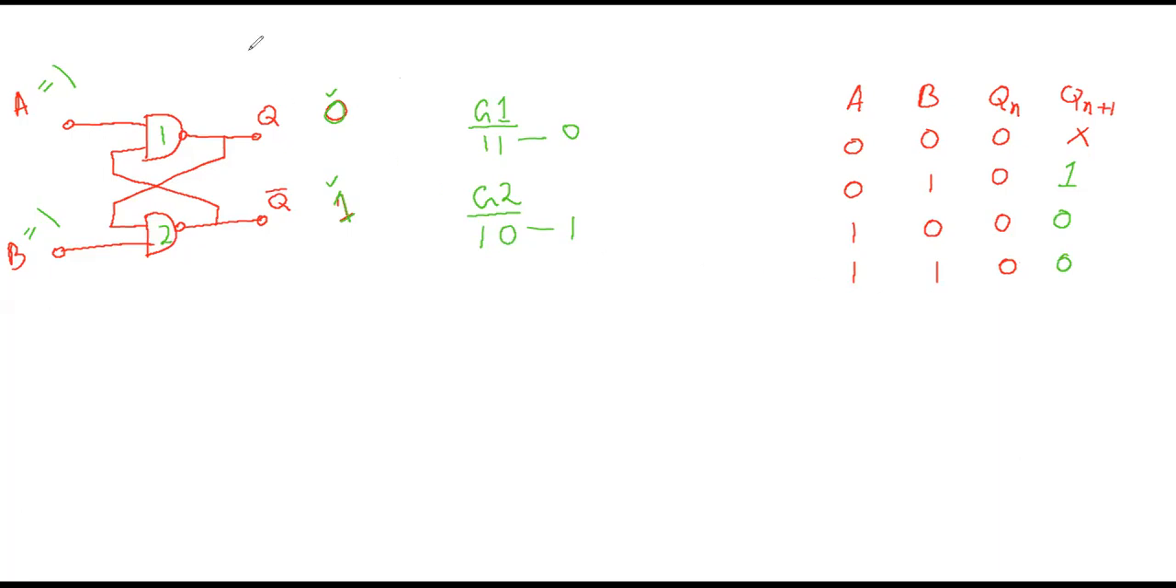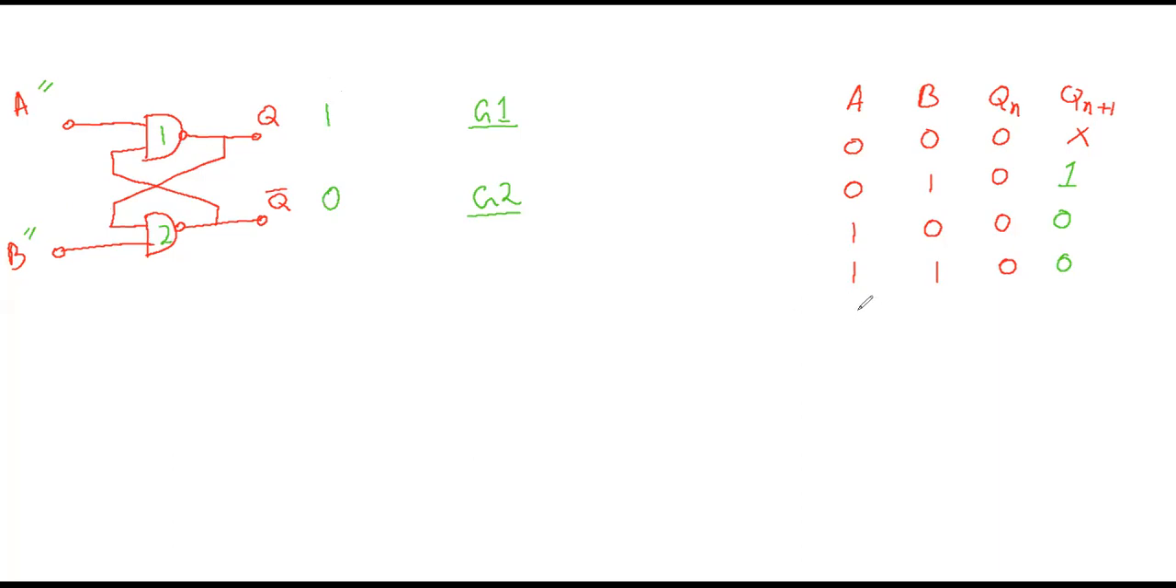So till now I have done half of the task. I assumed Q is equal to 0 and Q bar is equal to 1 till now. But now I want to change it. Now I want to assume Q is equal to 1 and Q bar is equal to 0. And again, I will apply the 4 sets of input.